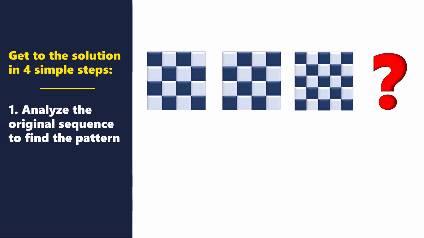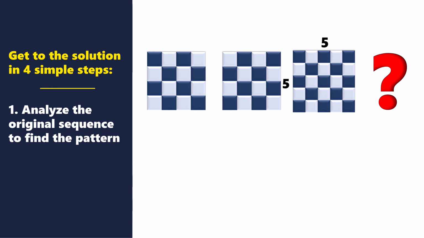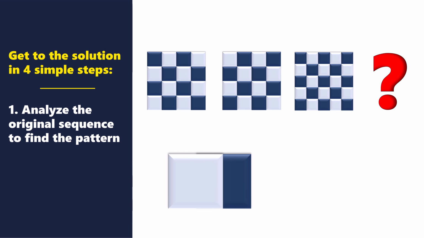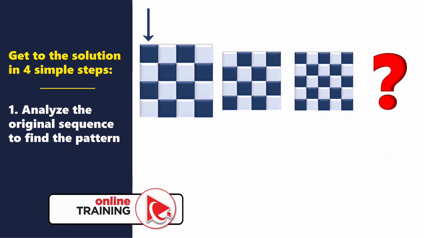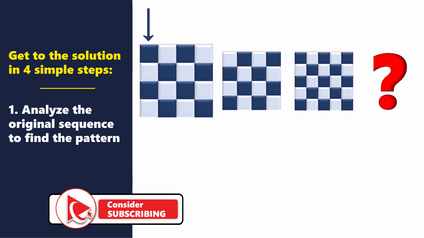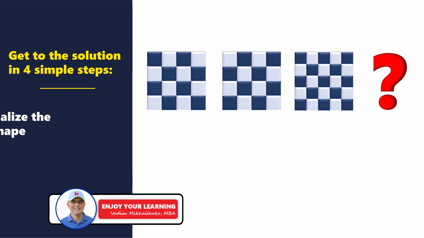In step 1, we need to analyze the original sequence of squares to find the pattern. Let's take a close look at what we have. Even though all objects are squares, the 2 squares are 4 by 4, and the 3rd square is 5 by 5. We also can see that all shapes have alternating colors. But you can see that the first shape starts with the darker square in the upper left corner, and the second square starts with the lighter square in the upper left corner. Now it's time to go to step 2.